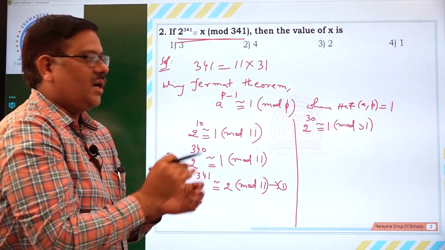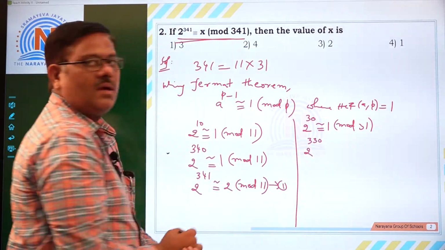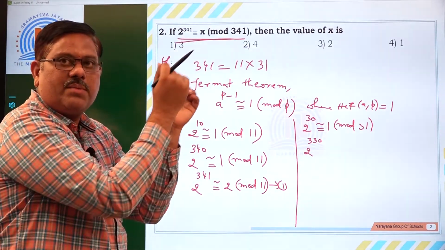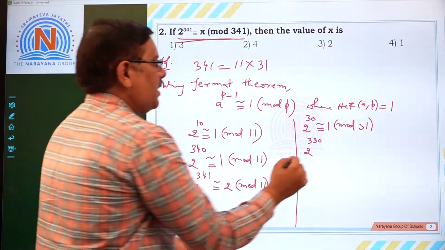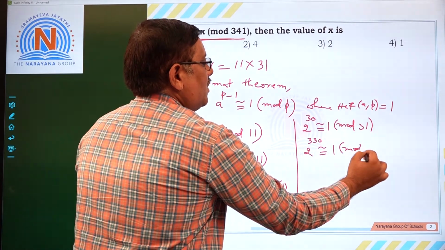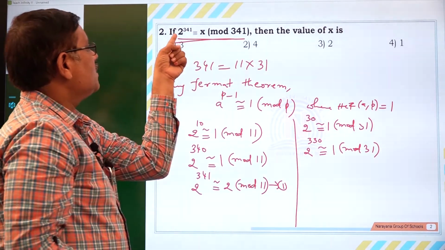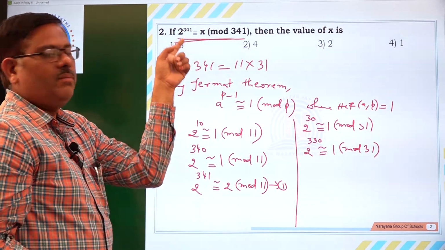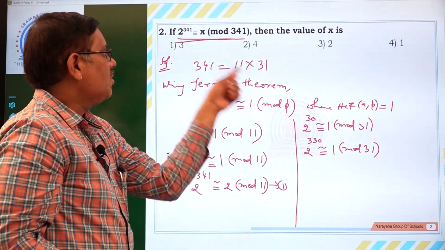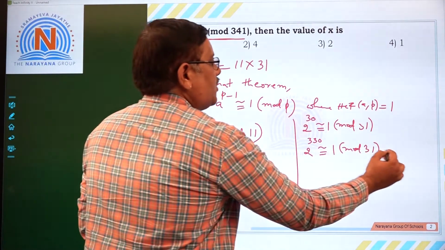nearer to 341. That is nothing but 2 to the power of 330. If you raise the power 11 times, it becomes 2 to the power of 330, which is congruent to 1 to the power of 11, which is of course 1 modulo 31. But 330 means what else do you need now? 2 to the power of 11, because 2 to the power of 330 into 2 to the power of 11 is going to be 2 to the power of 341. So let me take this as condition 2.